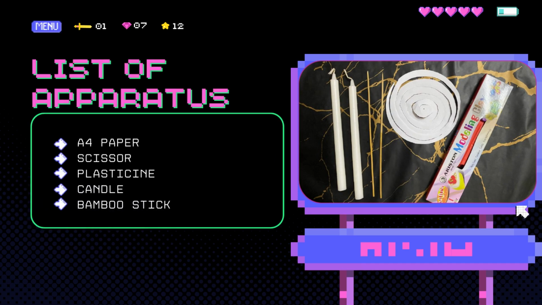This is the list of apparatus for the convection experiment. First, we need A4 paper. Secondly, a scissor. Then, plasticine, a candle and a bamboo stick.